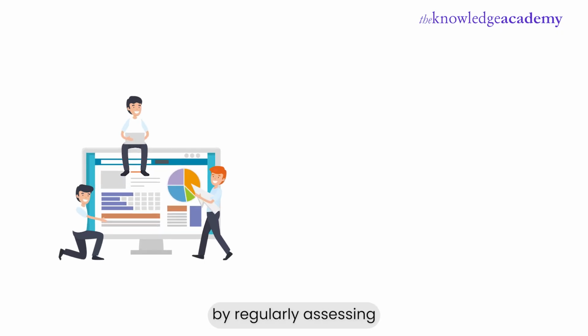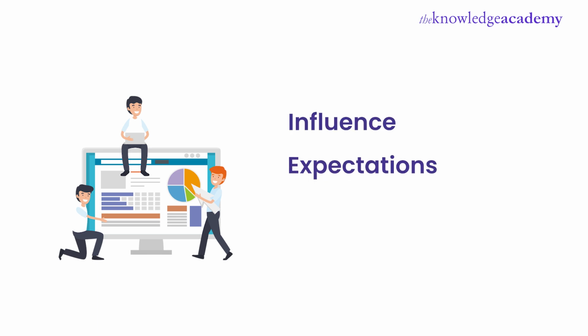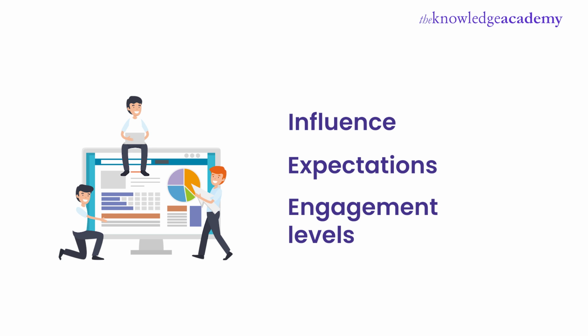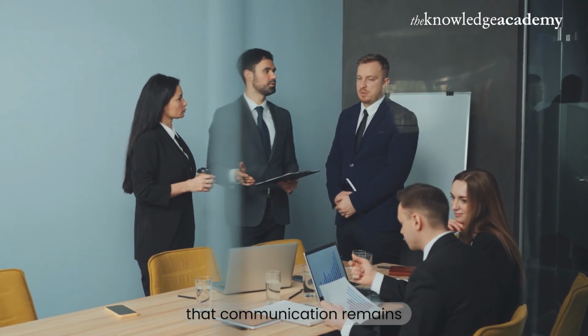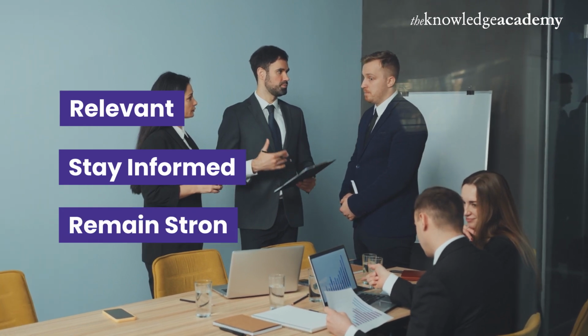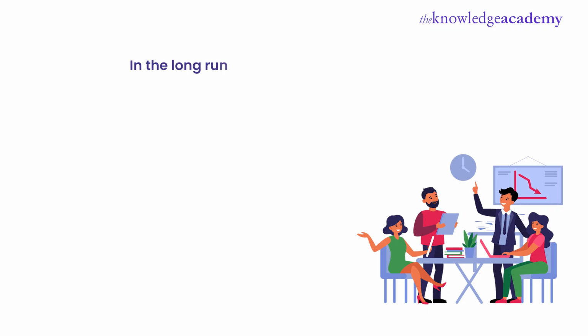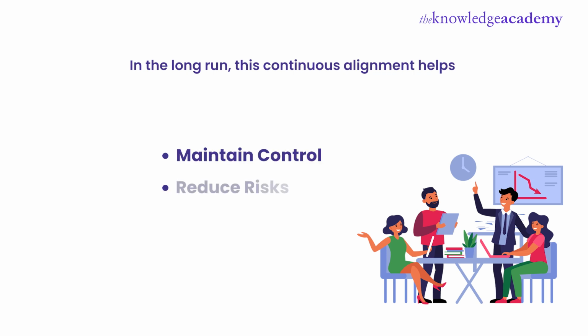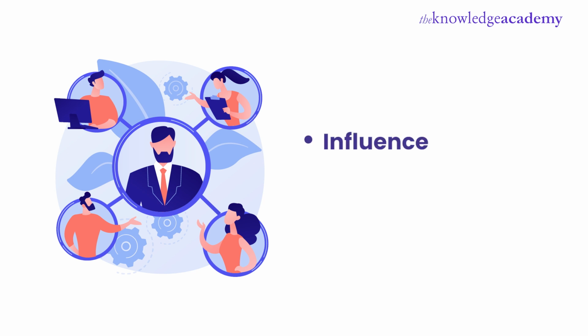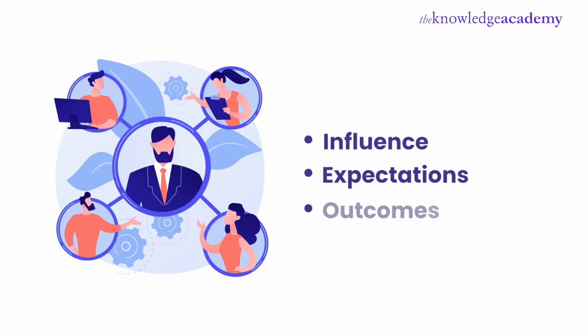By regularly assessing stakeholder influence, expectations, and engagement levels, organizations can stay aligned and avoid unexpected challenges. Updating your approach ensures that communication remains relevant, decisions stay informed, and relationships remain strong. In the long run, this continuous alignment helps maintain control, reduce risks, and keep the project moving in the right direction. Stakeholder analysis helps you manage influence, expectations, and outcomes.